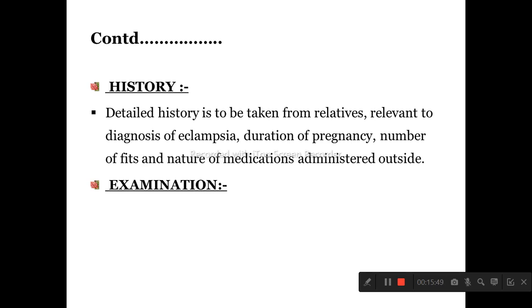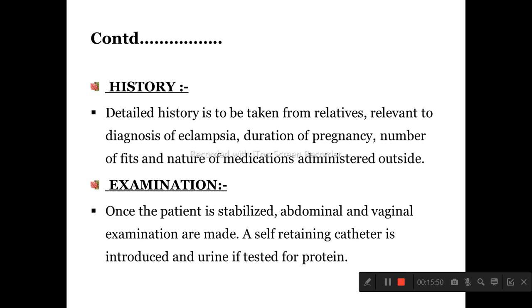Then what examination can we do for this patient? In eclamptic patients, when the patient is stabilized, abdominal and vaginal examinations are made. A self-retaining catheter is introduced and urine output should be monitored for the protein and the total amount of urine. Whenever we are starting the magnesium sulfate therapy, urine output is a very important parameter for deciding the next dose of magnesium sulfate therapy.